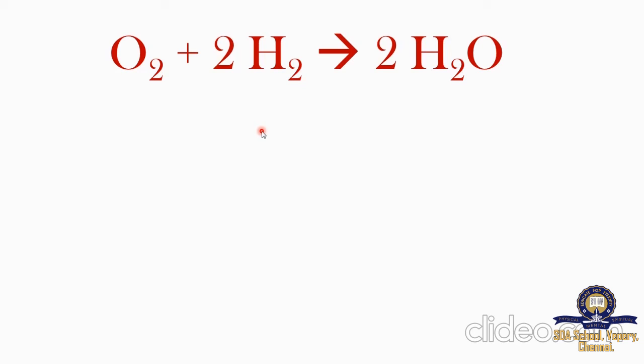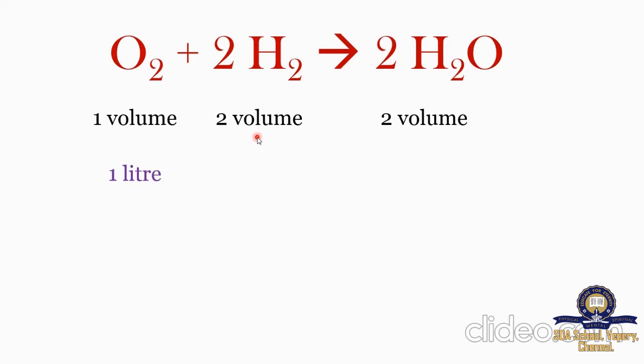He observed and said one volume of oxygen reacts with two volumes of hydrogen to give two volumes of water vapor. This means we can say 1 liter of oxygen reacts with 2 liters of hydrogen and gives 2 liters of water, right? Yes. So here we observe that the substances react in volumes. Thus it gives a ratio of 1 is to 2 is to 2, which is a simple whole number ratio.